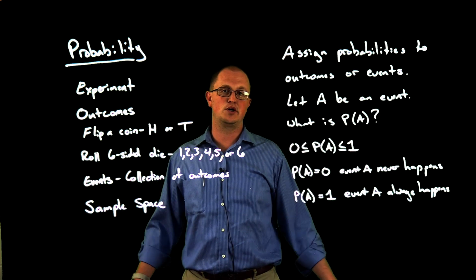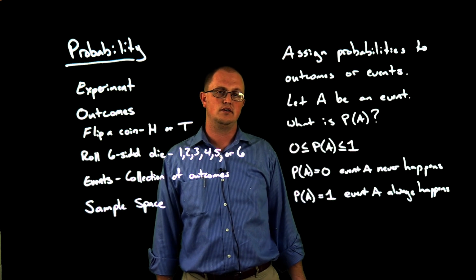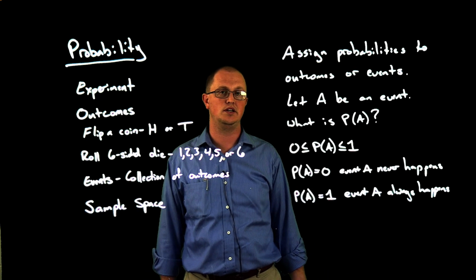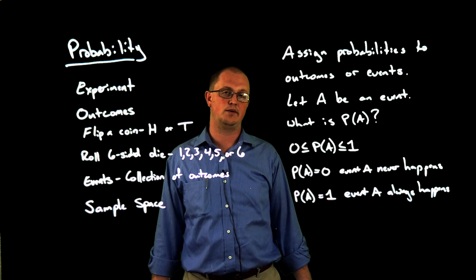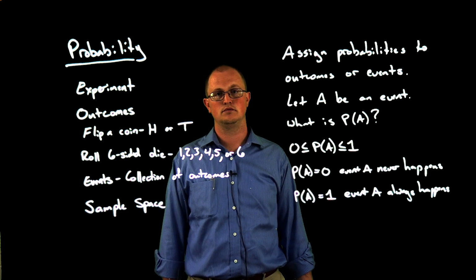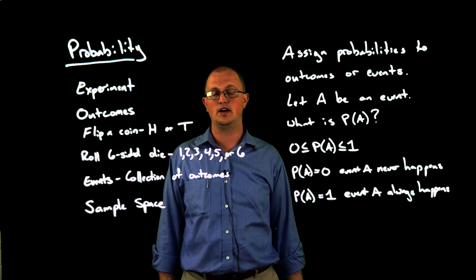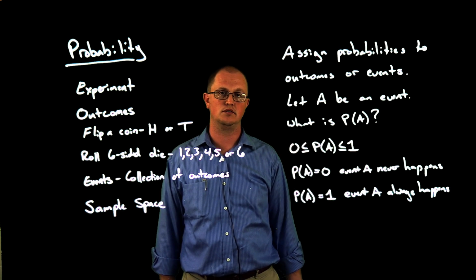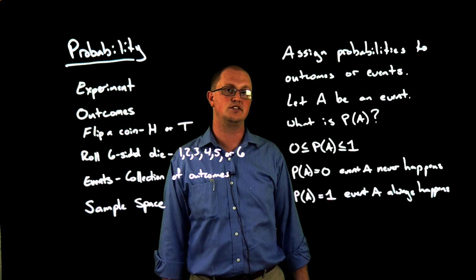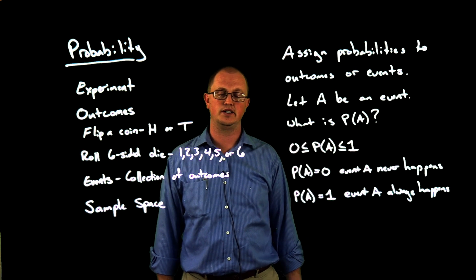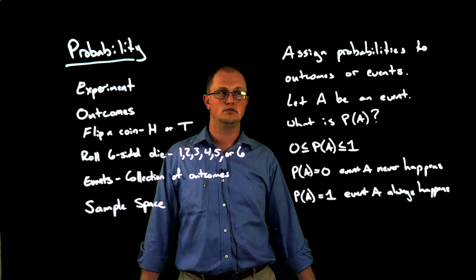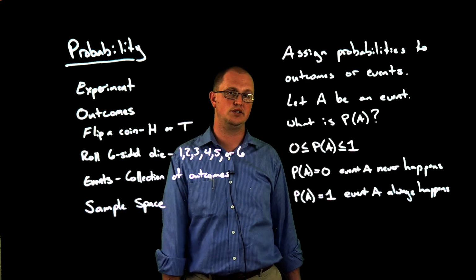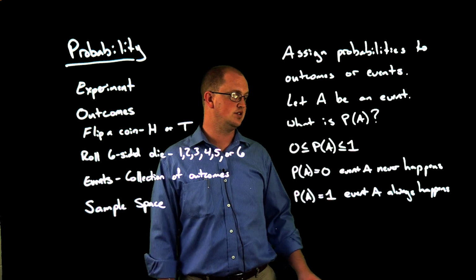So if I was going to flip a coin, right, then the event of getting heads and tails would be an event that never happens because I can only have one. Or rolling a 6-sided die and getting a 7 is something that just can't happen. You have probability 0. But the event of rolling a 6-sided die and getting something less than 7 is always going to happen. So that'd be probability 1. Whenever we talk about probabilities, we're talking about decimals between 0 and 1.